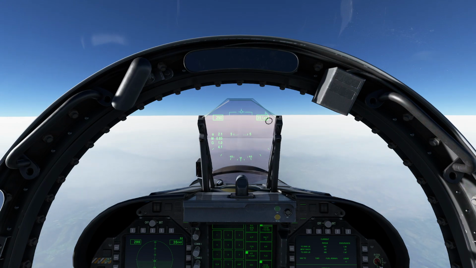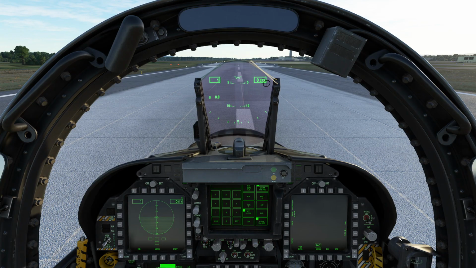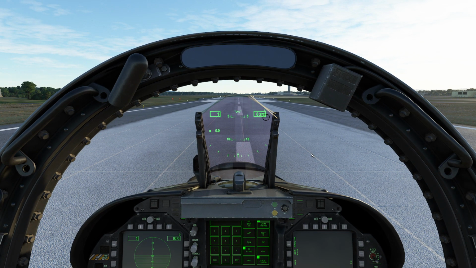What would we do if we were in a bigger hurry, though? Enter the zoom climb. So what we're going to do is attempt to minimize my angle of attack.